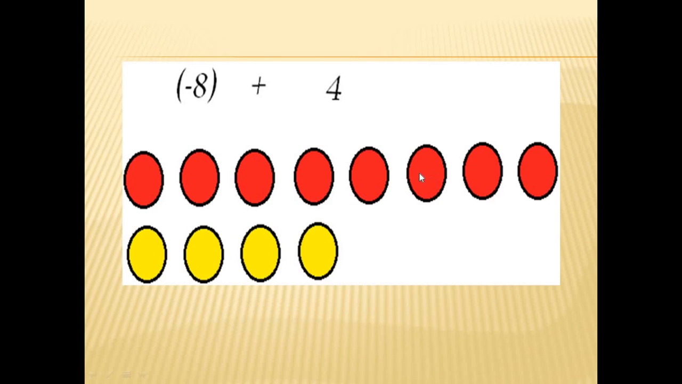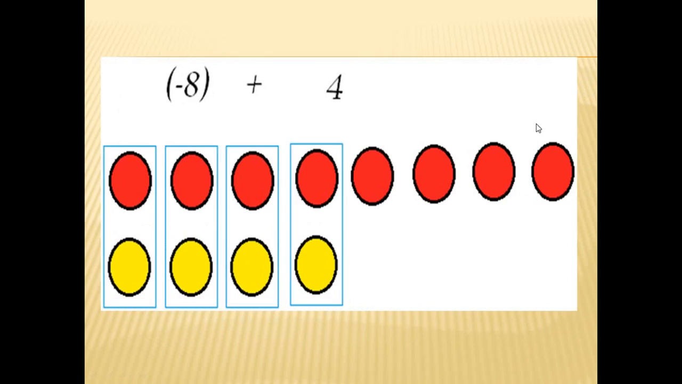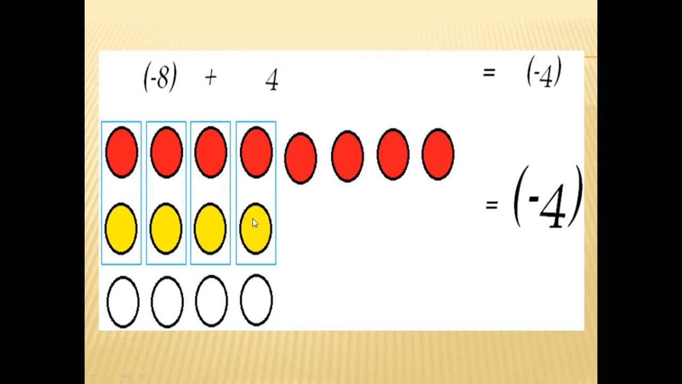One more example. Here we are adding one negative number and a positive number. Negative 8 and 4. So for negative 8, we have taken 8 red counters, and to indicate 4, we have taken 4 yellow counters. Then just combine one red counter and one yellow counter together so that it gets cancelled, or the sum will be 0. So how many counters are left here? 4 red counters left. So 4 red counters means we can indicate it by negative 4.